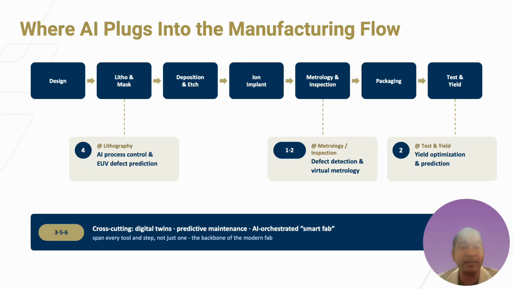Here is the manufacturing line that we just described, drawn as a flow. The important idea is that AI does not appear at a single point, it shows up at many steps at once. At lithography, it helps control the process and predict defects. At measurement and inspection steps, it detects defects and predicts measurement. At final test, it helps improve yield, and running underneath all of it, digital twins and predictive maintenance watch every tool. The badges on this diagram match the 6 trends that we are about to walk through.